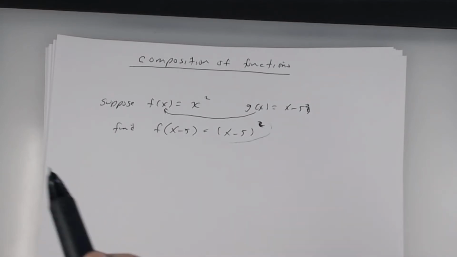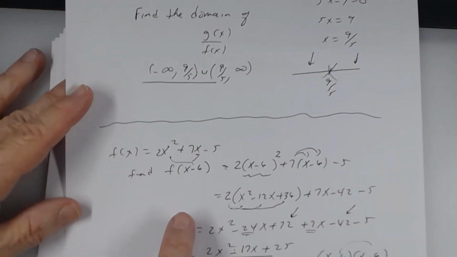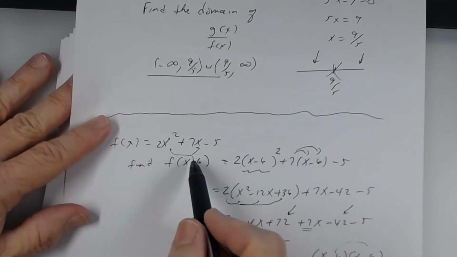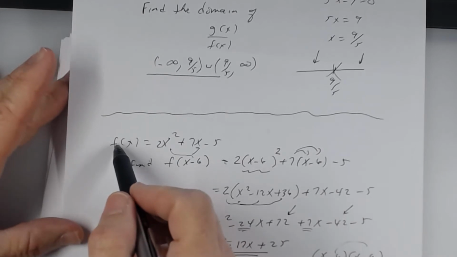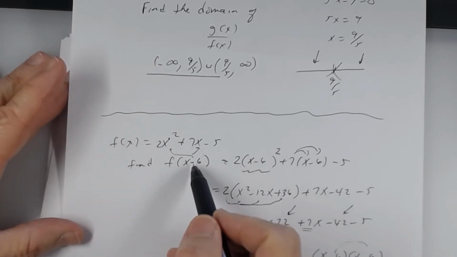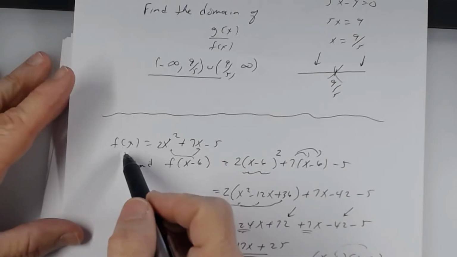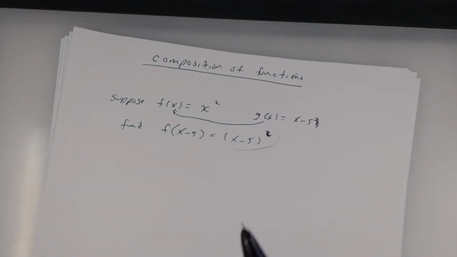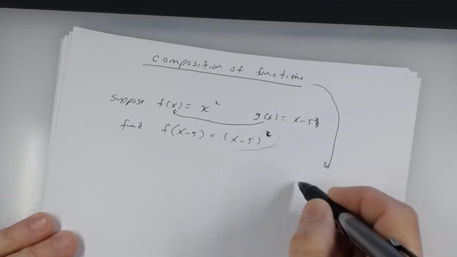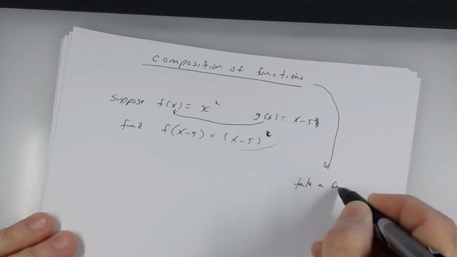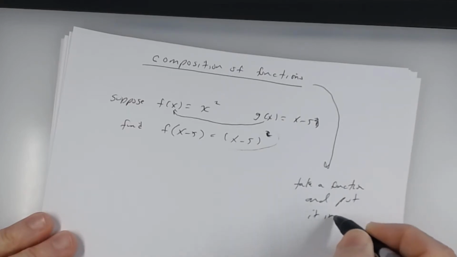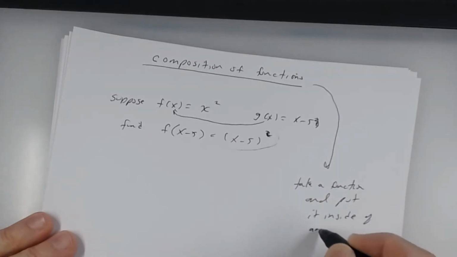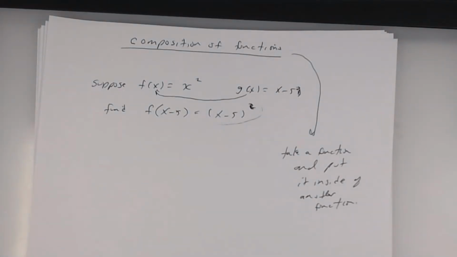So when I did this problem right here, I was really doing composition of functions. So I was taking a function here, which just could have been a function, and I plugged it into another function. So this is where I take a function, plug into another function. That is called composition of functions. So composition of functions is where you take a function and put it inside of another function.